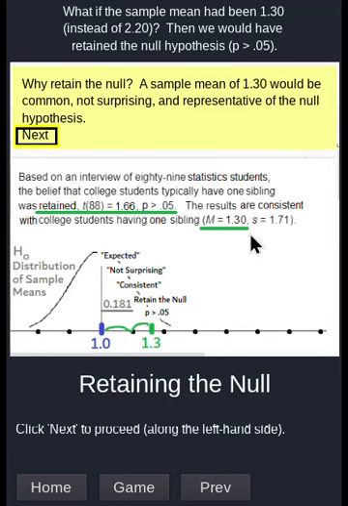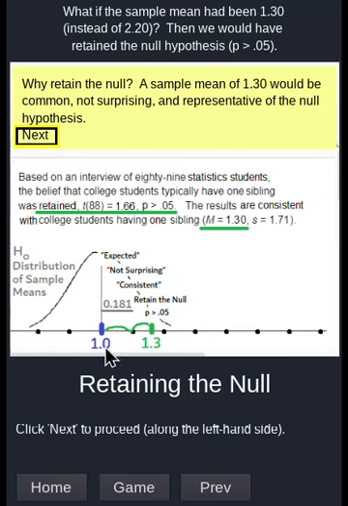Now, the example we just walked through is where we reject the null. Let's take a look at an example where we would retain the null. So here, let's say the sample mean was 1.3, right? The null hypothesis says, typically college students have one sibling, and well, our sample, it was 1.3, which is different than 1. But again, the question is, is that difference such a low probability, such an unusual event, that we should reject the null? And in actuality, it isn't.